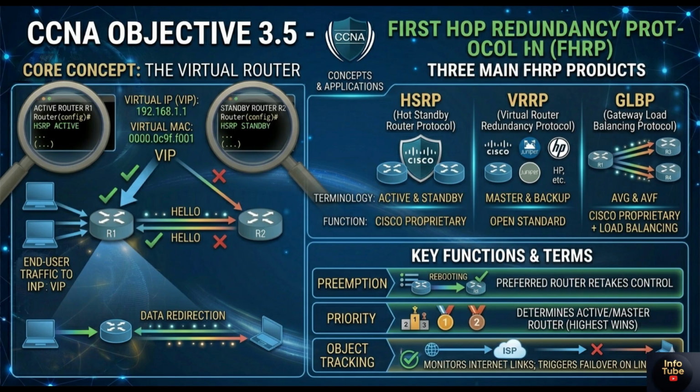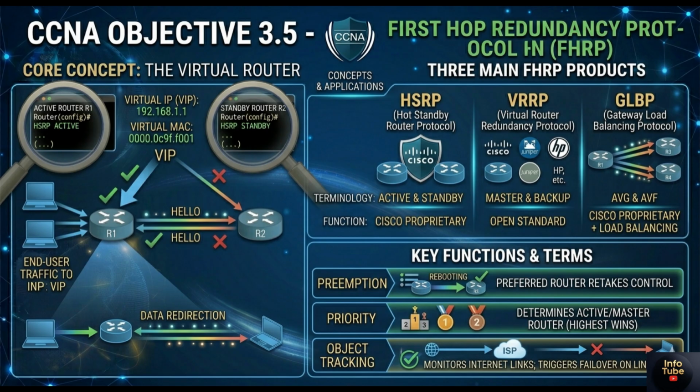2. VRRP, Virtual Router Redundancy Protocol. Open standard. This works on any brand of router, Cisco, Juniper, HP, etc. Terminology. It uses a master router and one or more backup routers. Function. Almost identical to HSRP, just built so different brands can talk to each other.